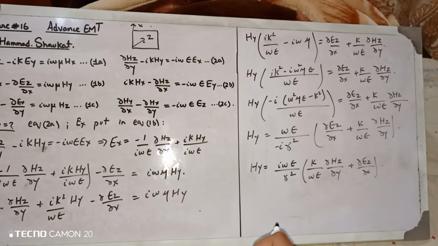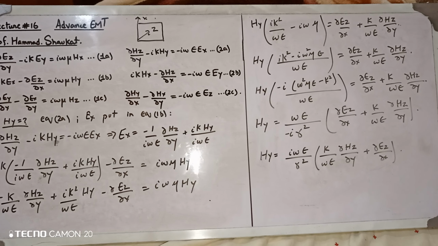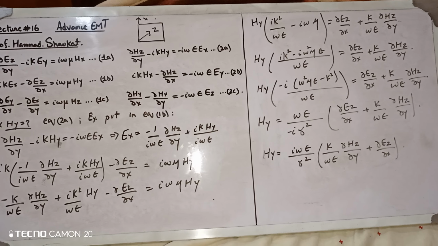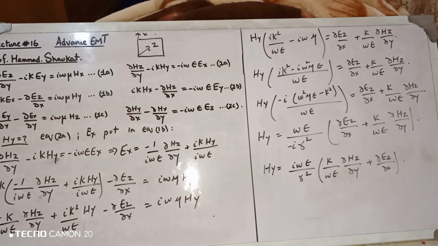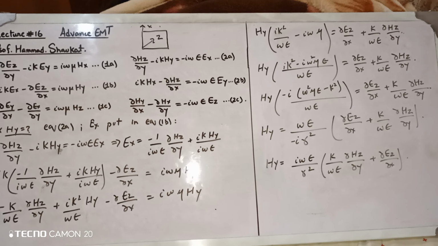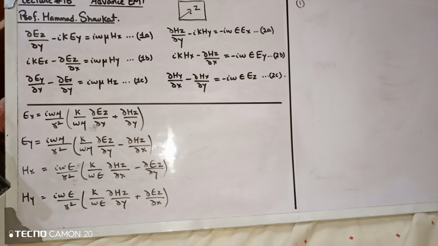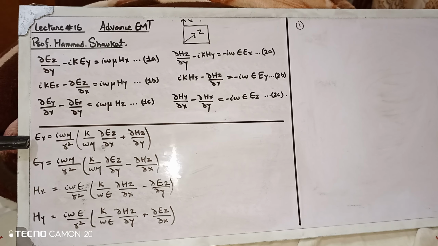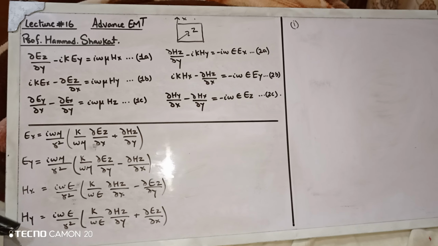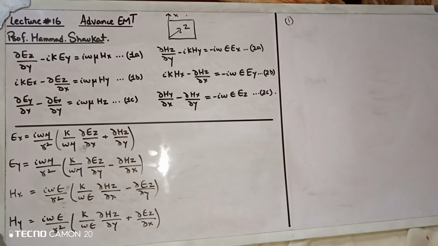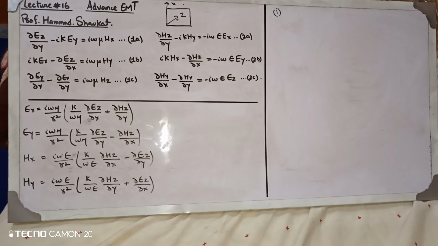expression of Hy. Okay, so that's it for finding Hx, Hy, and we also found Ex and Ey. Our last part is to find the expressions for TM mode and TE mode. So let's find those terms. These are the equations which we just found. We successfully found the expressions of Ex and Ey. We also found Hx and Hy. So these are the final results. Now our new task is to find the expressions for TM mode and TE mode.